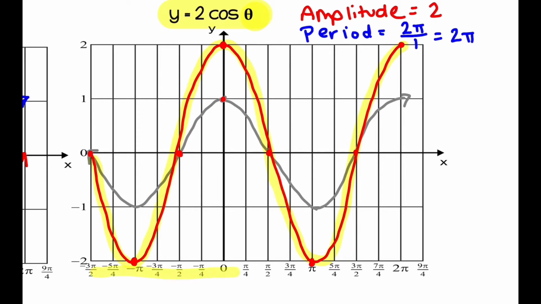Please be aware of what your x-axis says. So far I haven't changed that on you, it's all the same. But we're going to see in just a minute how it can be different.